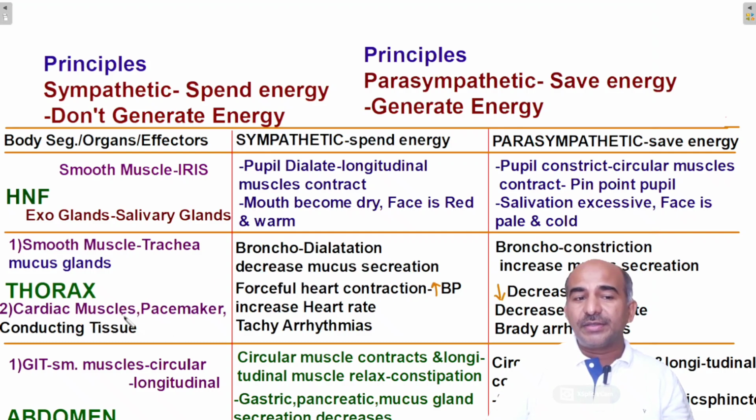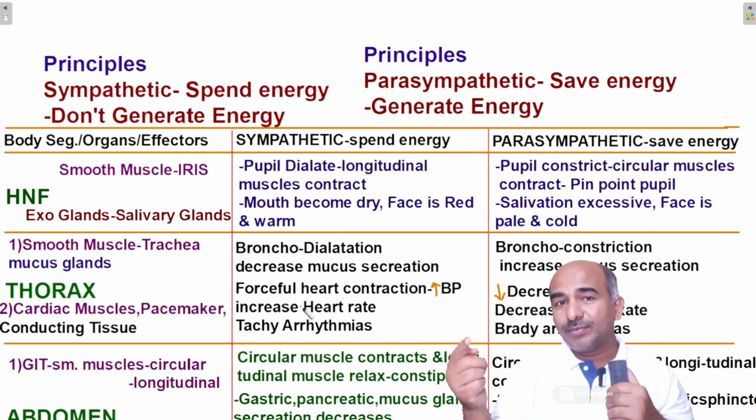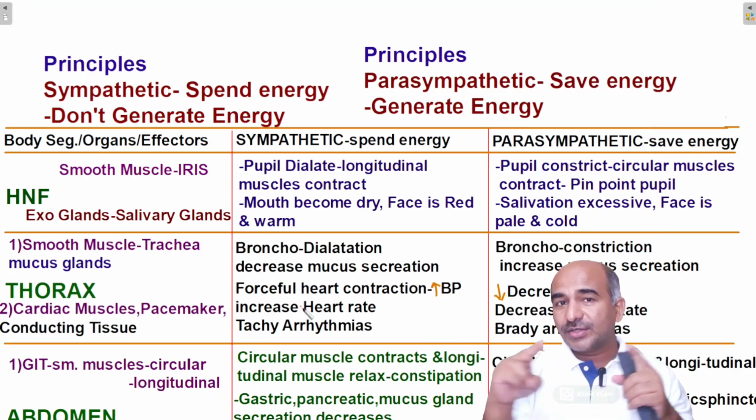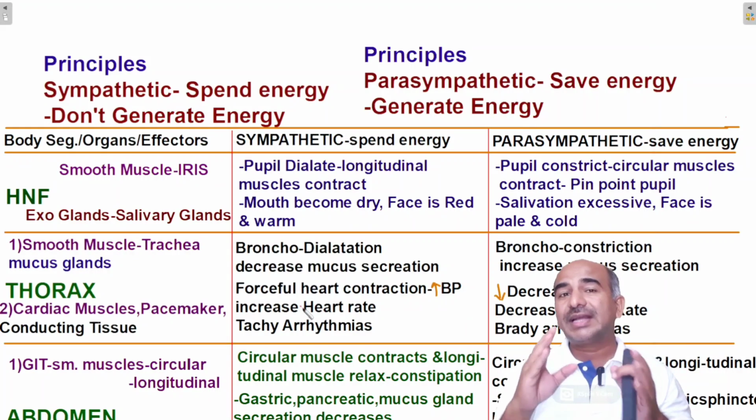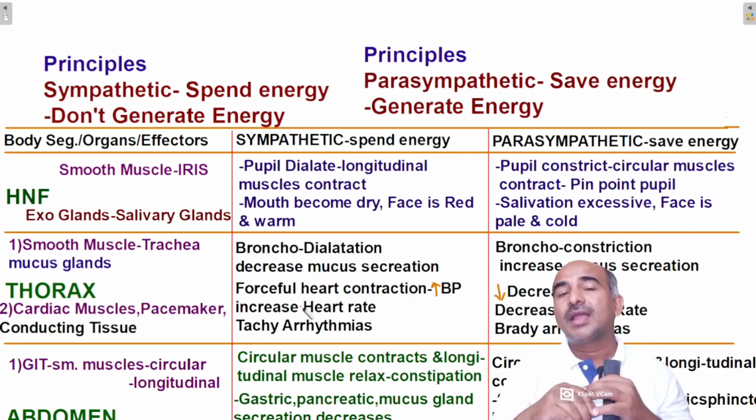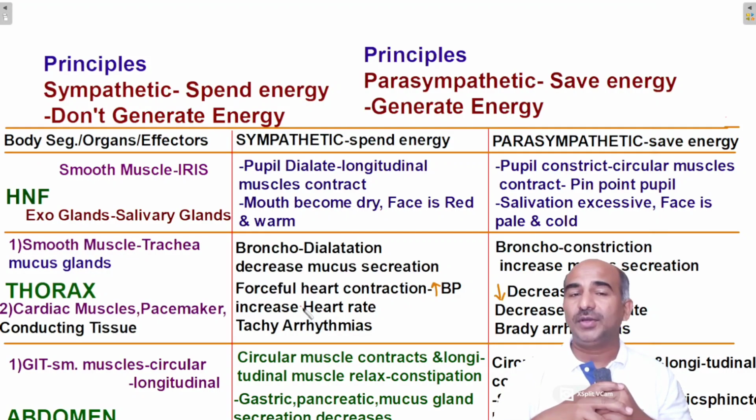In cardiac action, muscles, pacemaker, conducting tissue. Now, in sympathetic, it wants to spend. So, pacemaker will generate more impulses, heart rate will increase. Rate of conduction of impulse throughout the heart will be increased. There are chances of tachyarrhythmia. And third, myocardial muscles will contract forcefully, so blood pressure will increase.